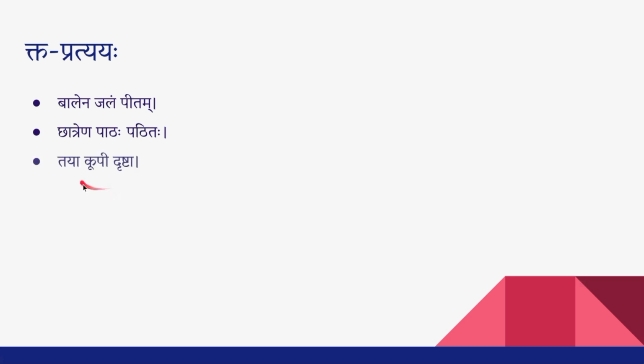So the next example, taya kupi drishta. Sa kupim pashyati vartamana kale kartari prayoge. She sees the bottle. Sa kupim apashyat, she saw the bottle, bhutakale. And in the karmani prayoga, taya kupi drishta, and the bottle was seen by her. So again drishta is a ta pratyanta padam, and it goes with the object kupi. Kupi is in the feminine, so drishta is also in feminine.